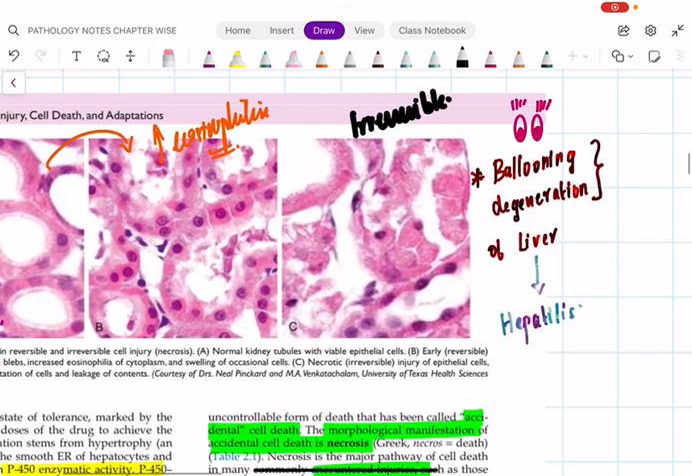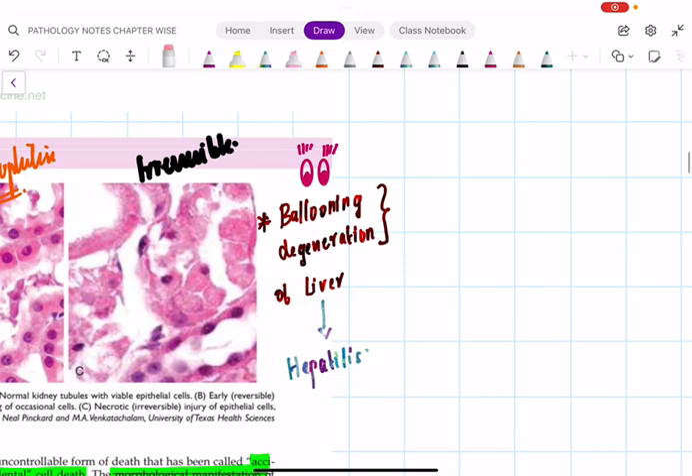But when you go for picture C, can you still appreciate it's a kidney? No, you can't appreciate it's a kidney. You can't identify which organ it is, because of complete fragmentation and complete leakage of contents. So I hope it is clear. It is irreversible.